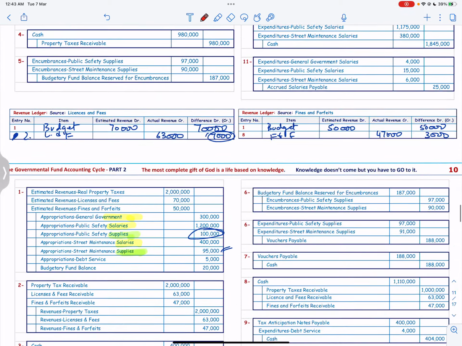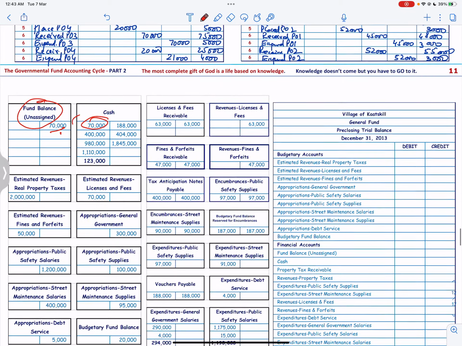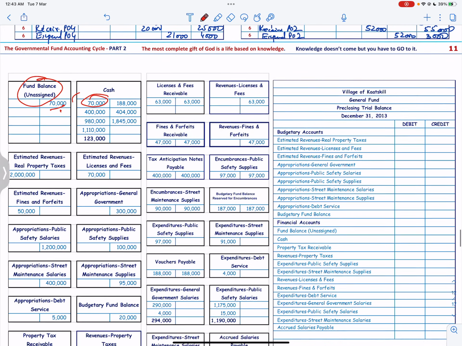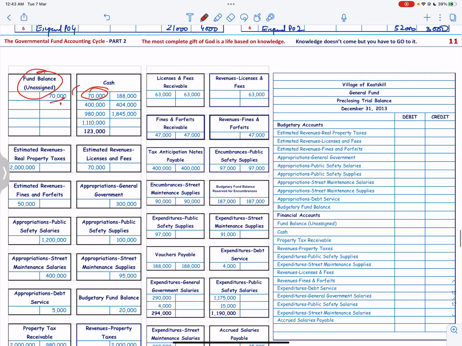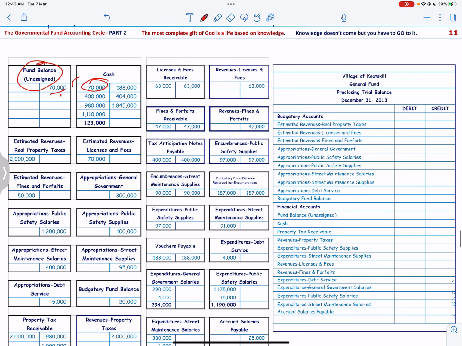Debit and credit, you may be knowing how to record. Once we have done this, we are going to prepare the pre-closing trial balance. Let us start with the balances. First of all, keep one thing in mind: when we prepare the pre-closing trial balance, we first record all the budgetary accounts.